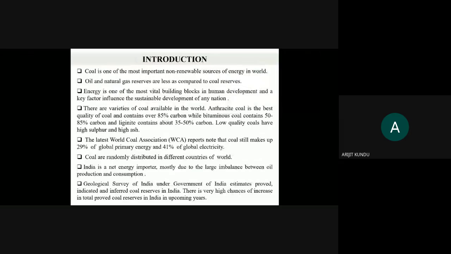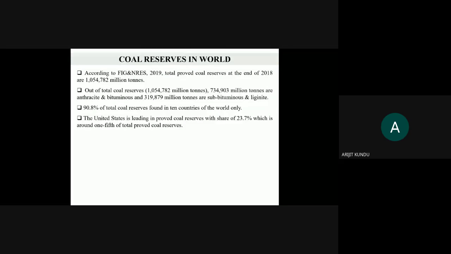Introduction. Coal is one of the most important non-renewable sources of energy in the world. Energy is one of the most vital building blocks in human development and a key factor influencing the sustainable development of any nation. I cannot go through every point because there is limited time, so I will discuss only some important points. You can see the third point: 90.8% of total coal reserves are found in the top 10 countries of the world only. The United States is leading in proved coal reserves with a share of 23.7%.